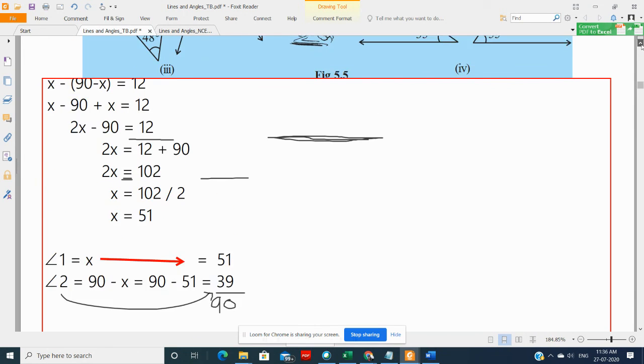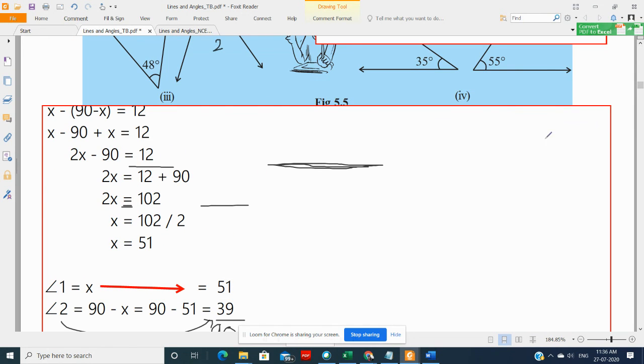Definitely they'll be asking this type of sum because it's very important for you to solve. I would suggest you read this question properly, understand it very well, and the way I have explained it, watch this video once or twice so that you can understand this concept properly.